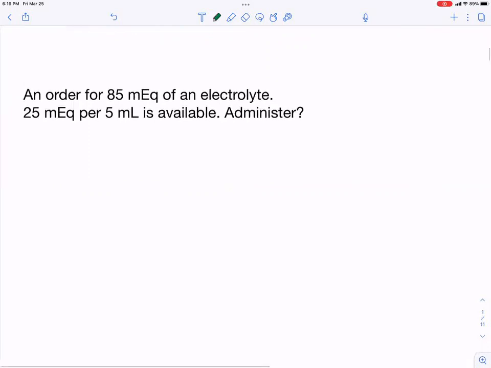So this problem says an order for 85 milliequivalents, and this is just another type of unit, 85 milliequivalents of an electrolyte is ordered. Available, maybe it was sent by pharmacy, or maybe this is what was delivered to the patient's home, is a label that says 25 milliequivalents in 5 milliliters. And that's what's available. So again, our first step is evaluating these doctor's orders. Given is the order, 85 milliequivalents.